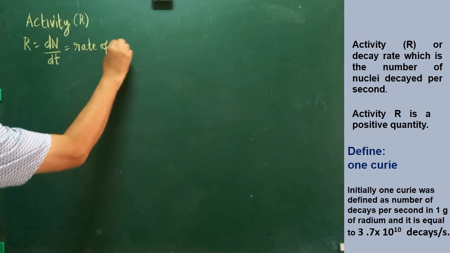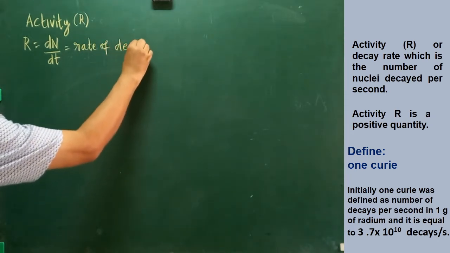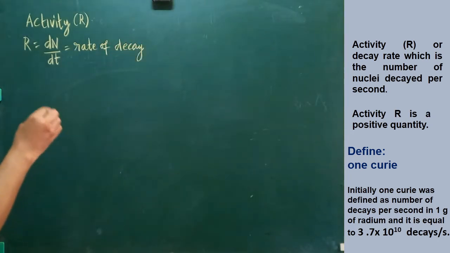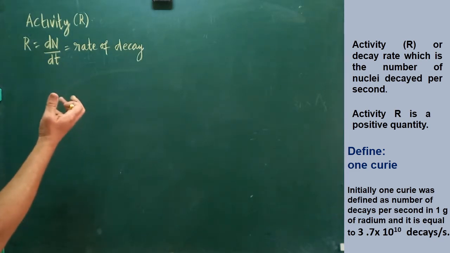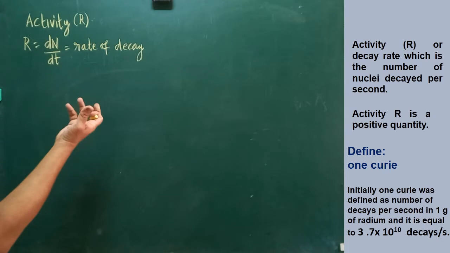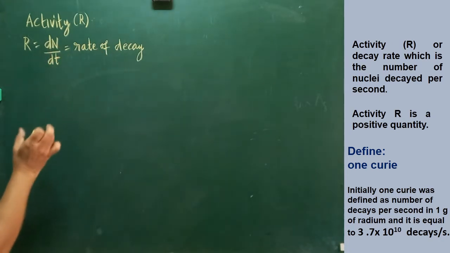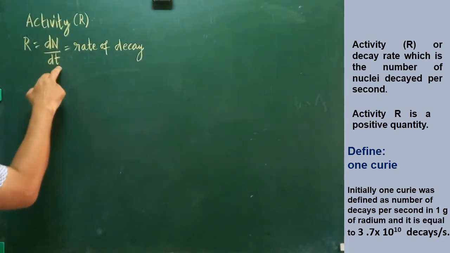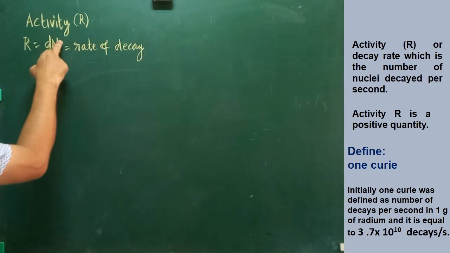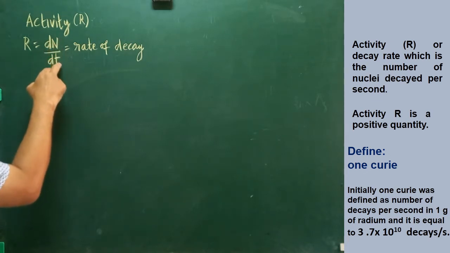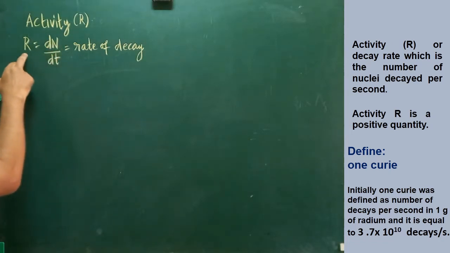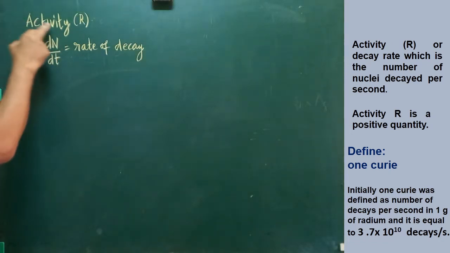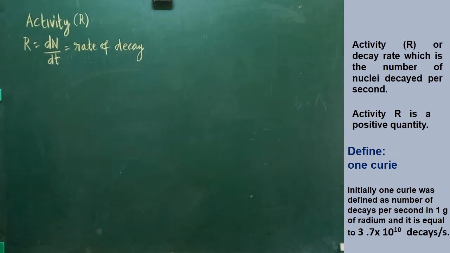What is the meaning of rate of decay? Rate of decay means how many radioactive nuclei disintegrate per unit time. That calculation is called the rate of decay. So dN by dt, the number of radioactive nuclei that disintegrate per unit time, is called the rate of decay. That dN by dt is simply called R. That R is called activity. So activity R is a physical quantity.